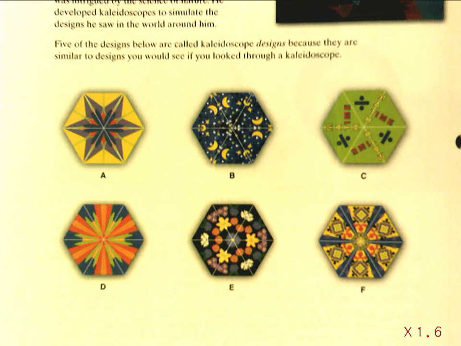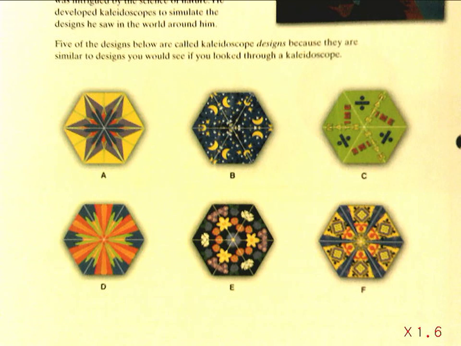In problem 1.3, we're looking at the symmetry and kaleidoscope designs. If you've never seen or used a kaleidoscope, it's a tube containing colored beads or pieces of glass, and the mirrors inside of it allow you to see different designs as you turn the tube. It was actually patented in 1817 by a Scottish scientist, Sir David Brewster, who was intrigued by the science of nature and developed the kaleidoscope to simulate designs he saw in the world around him.